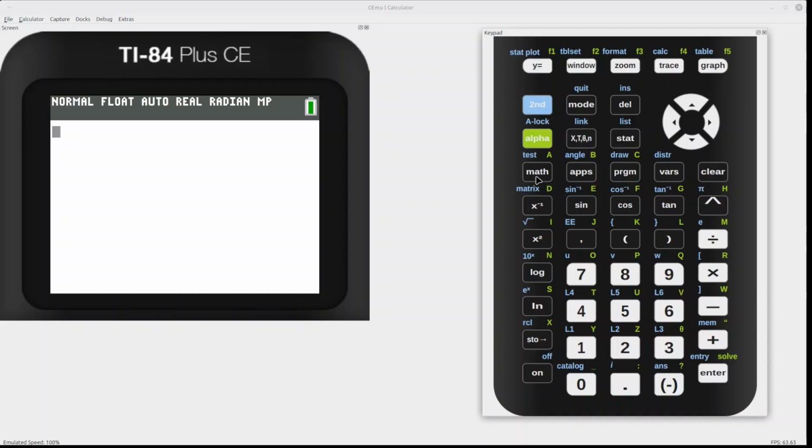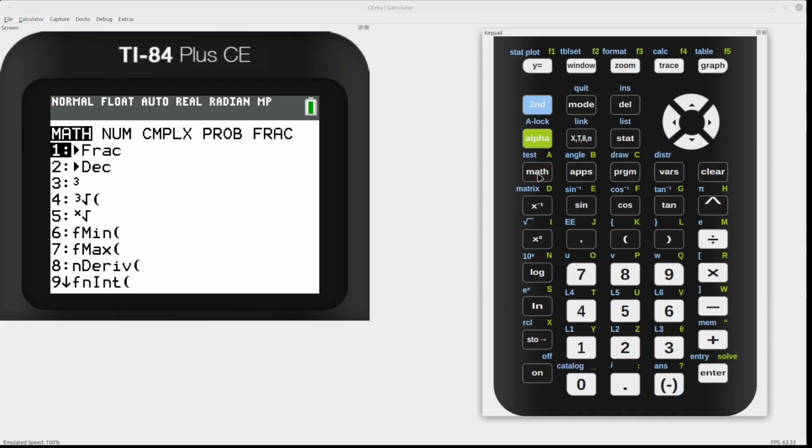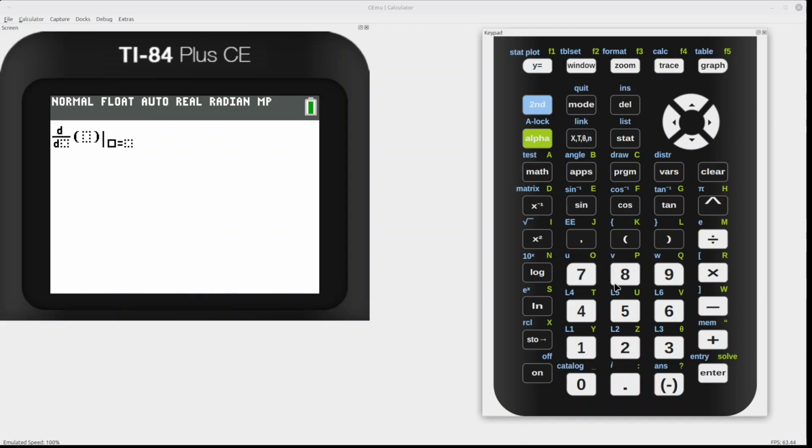Okay, an alternate method will be go to the math key, go down to number 8, which is nDeriv. Okay, so I'm going to enter an x in the first blank. Then in the second blank I'll enter our equation. So my y equals x raised to the third minus 3x. And I want it for x equals 2. And press enter. And it gives me a 9 also.